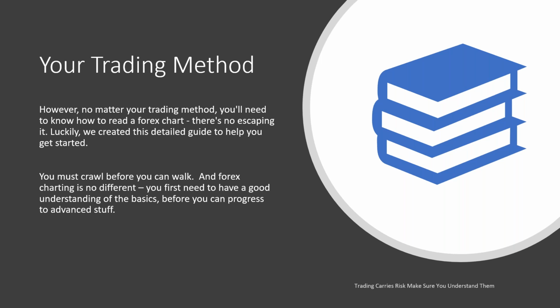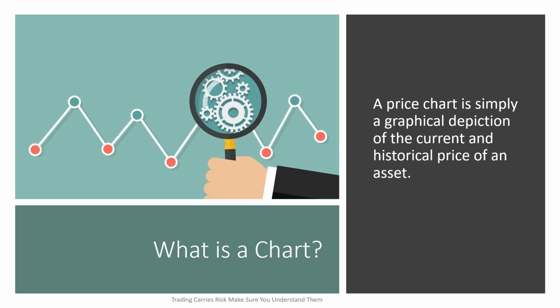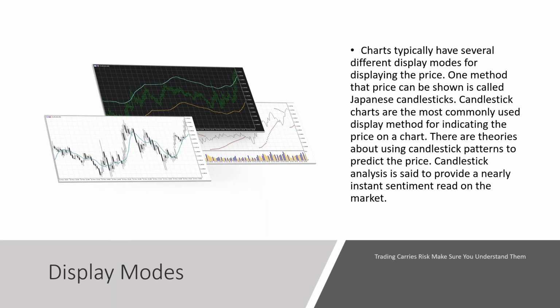Now, you must learn to crawl before you walk. Charting is no different. First, you need to have a good understanding of the basics before you can progress to the advanced stuff. A price chart is simply a graphical depiction of the current and historical price of an asset. Charts typically have several different display methods for displaying price. One method that price can be shown is called Japanese candlesticks. Candlesticks are the most commonly used display chart for indicating price on charts.